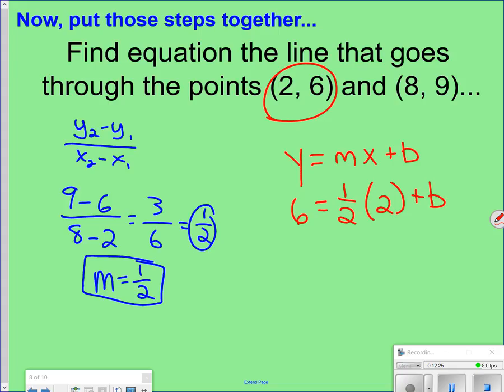We're going to solve for b. 6 equals 2 times 1/2 is 1 plus b. Subtract my 1, and I get 5 equals b. My final step when I'm in this form is just to plug my b in to my y equals mx plus b form. So my final answer is going to be y equals 1/2 x plus 5.